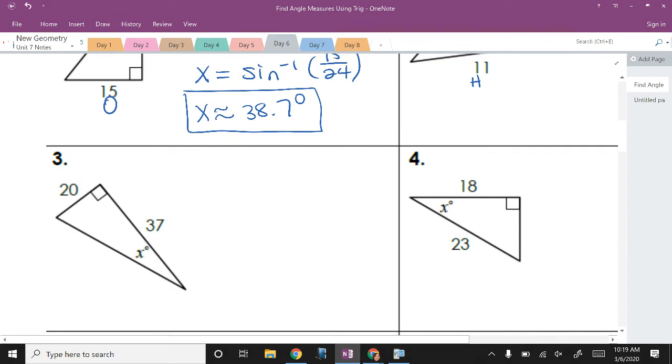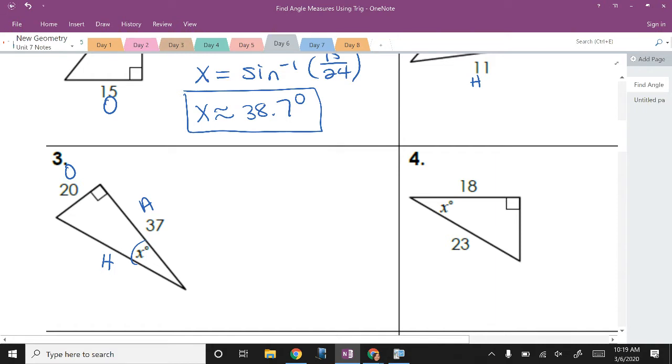Number 3. What do y'all think we're going to use? Sine, cosine, or tangent? Tangent, because here's my hypotenuse and I don't know it. So if we don't have a hypotenuse, we're going to use tangent because it's the only one that doesn't need a hypotenuse. Y'all agree? So 20 is opposite from my angle x, and 37 is adjacent to it because it touches it. Opposite doesn't touch, adjacent touches.